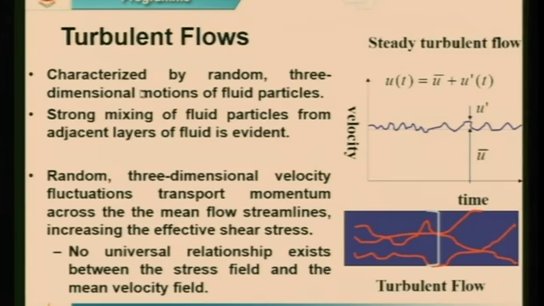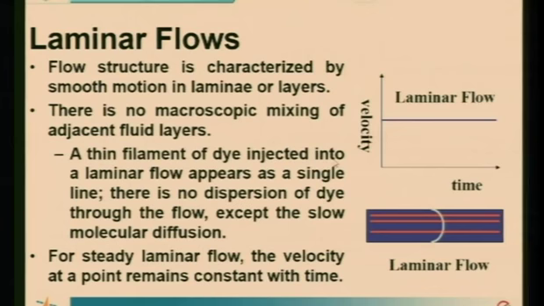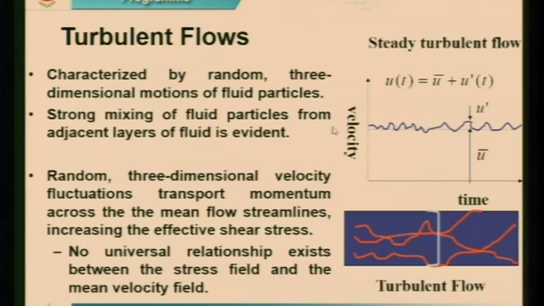Okay. Let us see the turbulence. As I mentioned, it is characterized by random three-dimensional motion of fluid particles. It means the velocity is not regular. You can see here velocity is continuously the same. There is no fluctuation here, right? And in this case you can see strong mixing of fluid particles from the adjacent layer, from this point to this point, this point to this point, they cross each other.